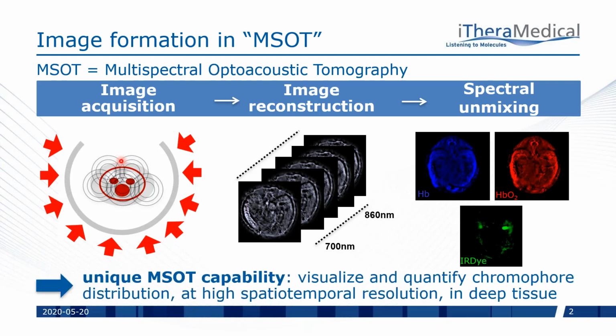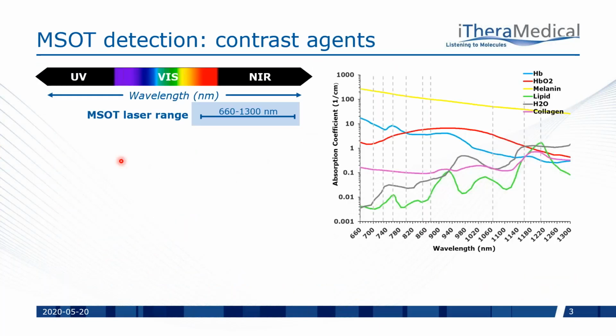So the unique MSOT capability is its ability to visualize and quantify chromophore distribution, as mentioned, at high spatiotemporal resolution in deep tissue. So I suppose the next question is, what exactly absorbs that light? As with optical, to ensure good light penetration, the system uses the near-infrared window. Here, the laser ranges from 660 to 1300 nanometers in 1 nanometer step sizes. This allows detection of endogenous absorbers.